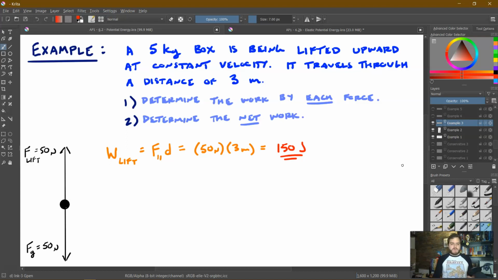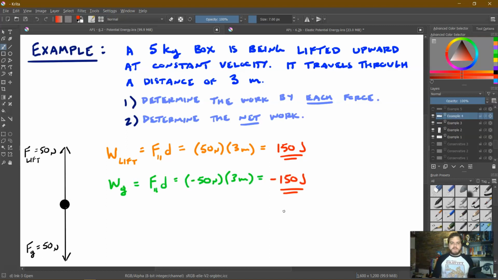Simultaneously, though, if we wanted to know, okay, what is the work from the force of gravity? Well, that would be 50 newtons in the opposite direction of motion. So gravity is going down, the box is going up. So that would be negative 150 joules.